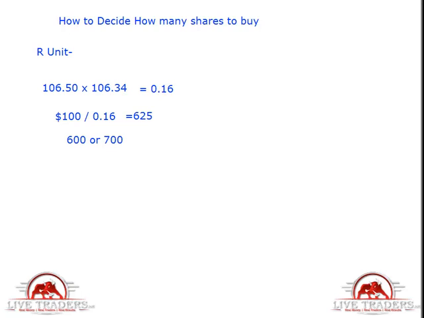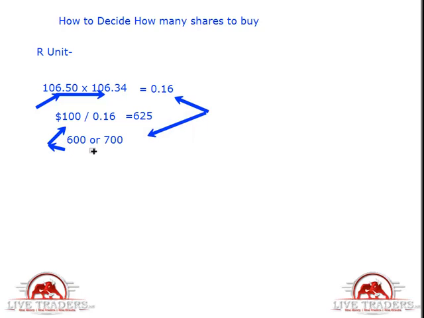So now let's say you're in the trade, you're in 600 shares of the QQQ at 106.50. Okay, the stock goes down, doesn't work out, and stops you out at 106.34. Now you're going to lose approximately 100, give or take, plus or minus the slippage. I'm going to lose 16 cents with 600 shares, so you're going to lose just under $100.